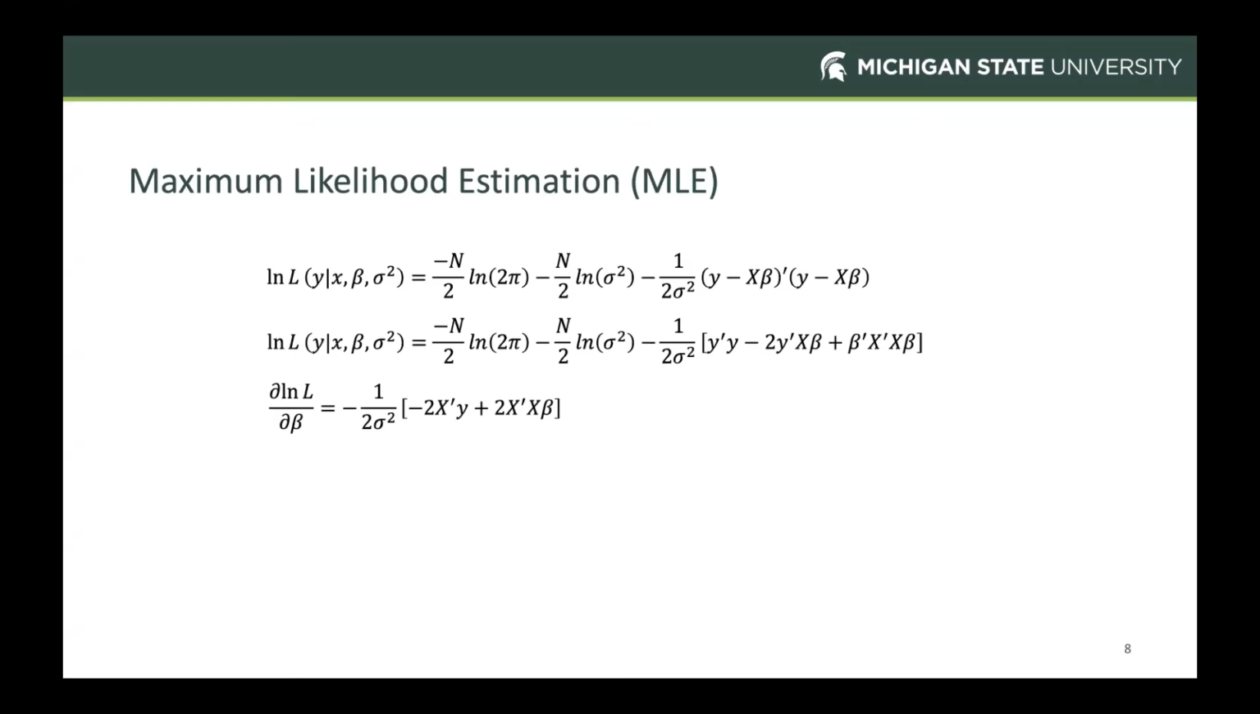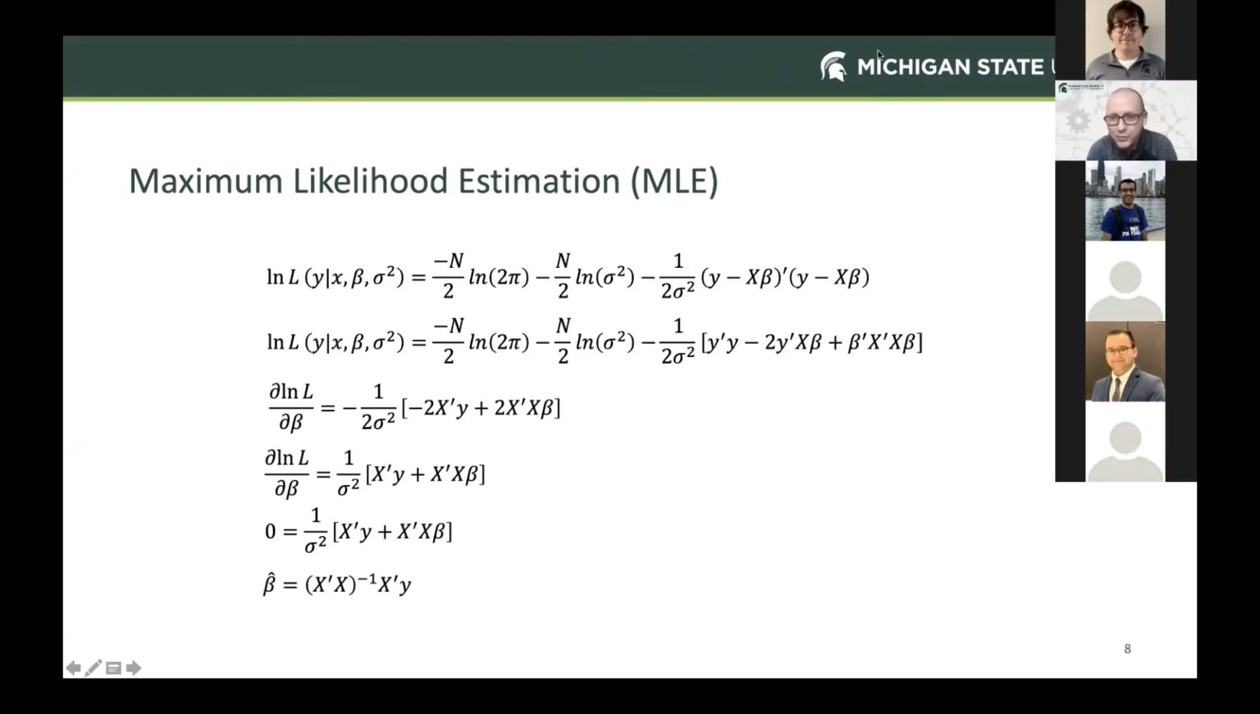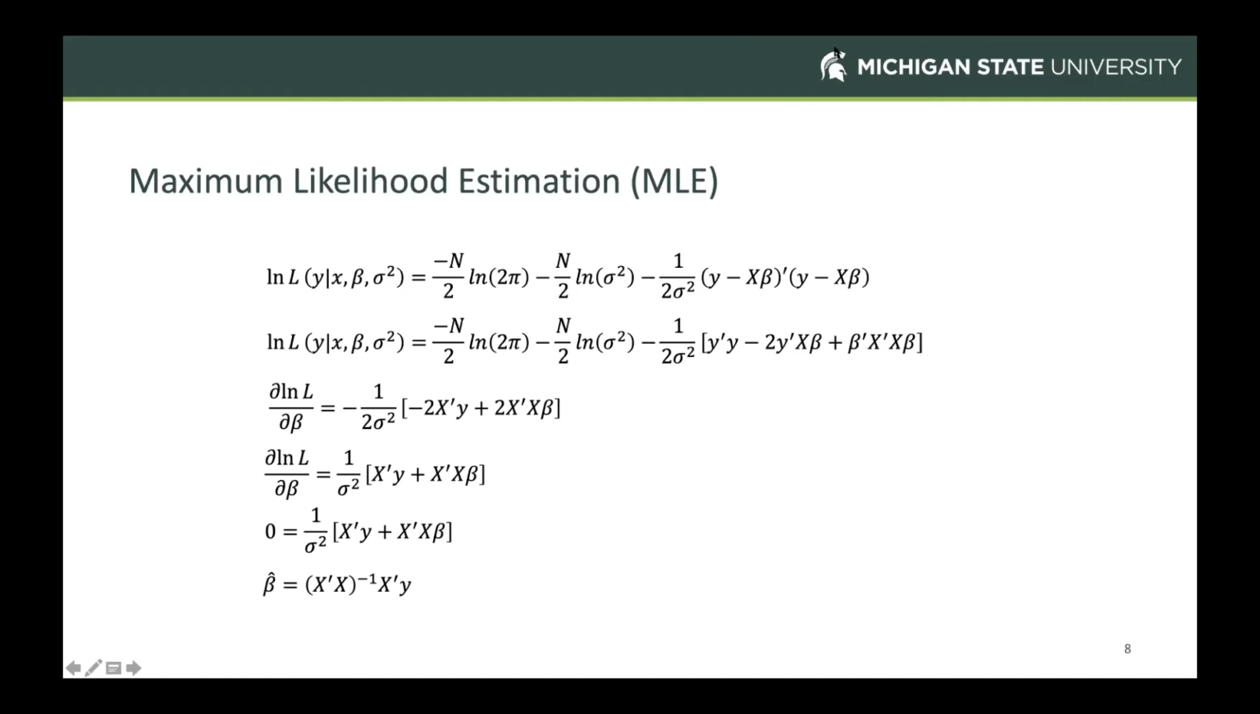If we differentiate that log likelihood function with respect to beta, we arrive at a solution that looks very similar to something you've seen previously. Setting this equal to 0, we find that beta hat is equal to x prime x inverse x prime y. Does that look familiar to any of you? It should, because that's the exact same solution that we arrive at when we work through ordinary least squares. Interestingly, MLE and OLS both give us the same result.